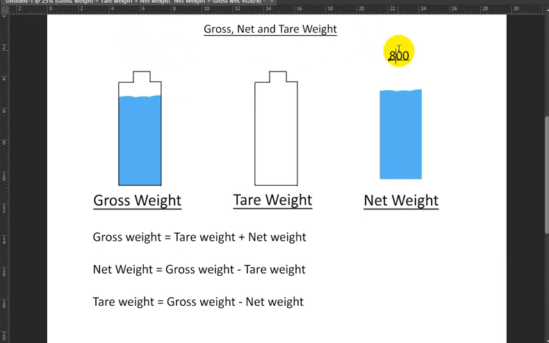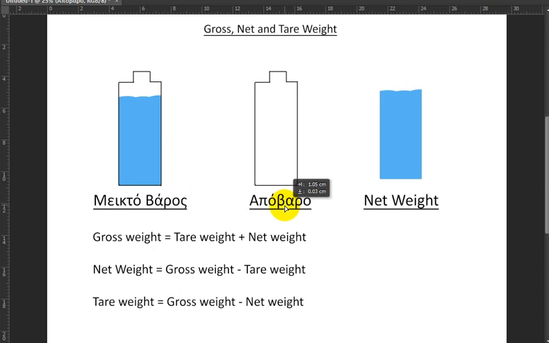Now I will be rewriting them all in Greek so that you know the terminology. Gross weight in Greek is nikto varash. If you want to write them in English, just go back to the part of the video where you can still see the words written in English. Just copy them on a piece of paper or a notebook and then come back. Tare weight in Greek is apolvaro. Net weight in Greek is atharovaros.